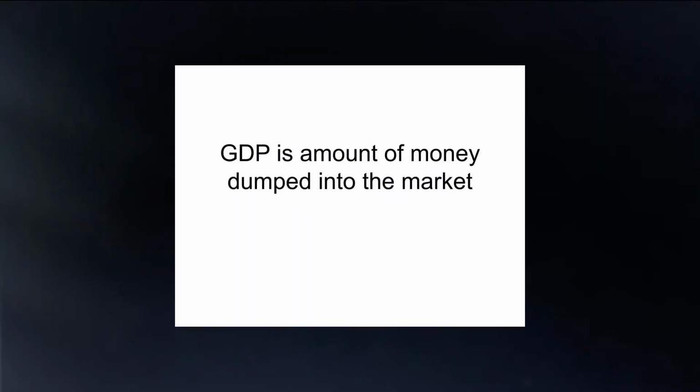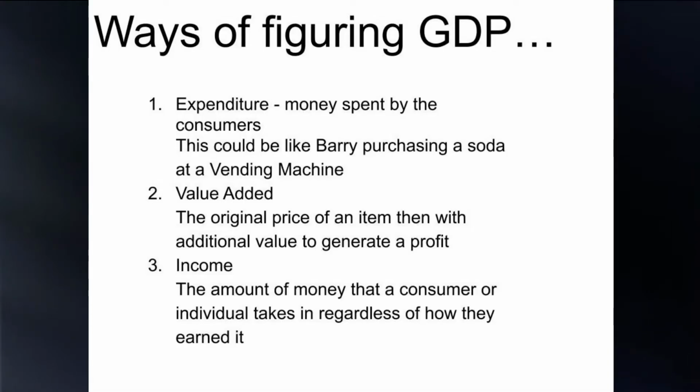Essentially, GDP is just the amount of money poured into the market, and so going to other external markets for goods would obviously take away from the money pool and is why M, or imports, is subtracted. So when figuring GDP, there are three ways of going about it. You can do it by expenditure, money spent by the customers, so this could be like Barry purchasing a soda at the vending machine.